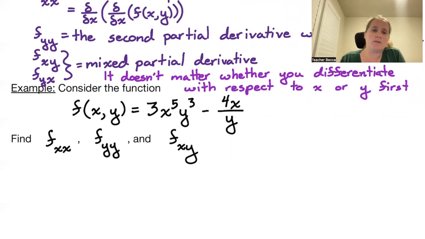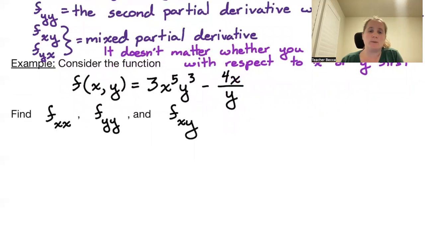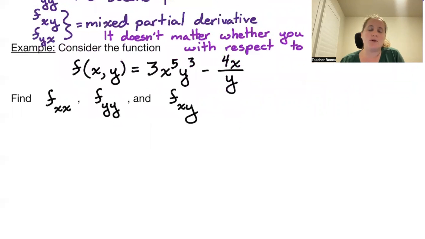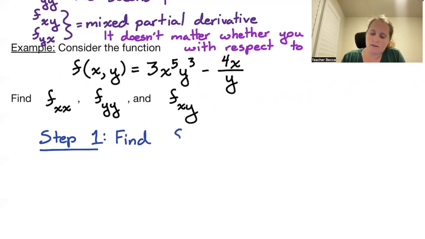So for our example, let's look at the function f of x, y is equal to 3x to the 5th y cubed minus 4x over y. Our job is to find the second partial with respect to x, the second partial with respect to y, and the mixed partial derivative. So first up, our first step is to find the partial with respect to x and the partial with respect to y.